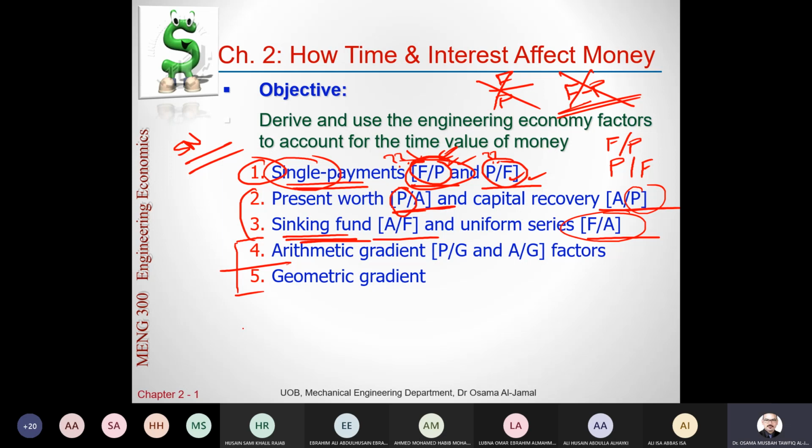The arithmetic gradient and the last one, geometric gradient. What do you mean by those, arithmetic and geometric? Especially here, P given G, A given G, F given G, whatever. But with capital G, that G representing the arithmetic gradient. But do we have anything for that geometric gradient? We'll see it later on, inshallah, because that will have small g, but that g will not be in this notation. We'll use something else.